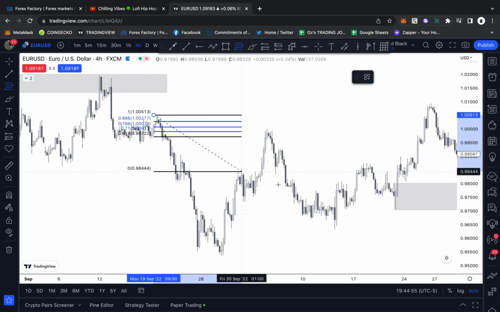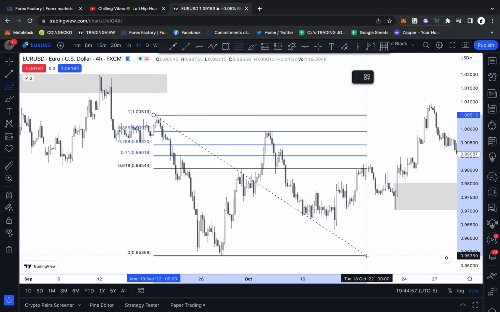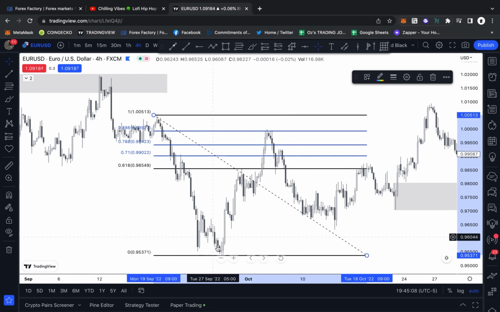So from here all the way down to this level. Okay, look how it keeps going to the 886 on all these examples. I didn't do that on purpose. But once again, price breaks down. We don't get the retracement until all the way here. And then it goes right to the 886 and rejects.